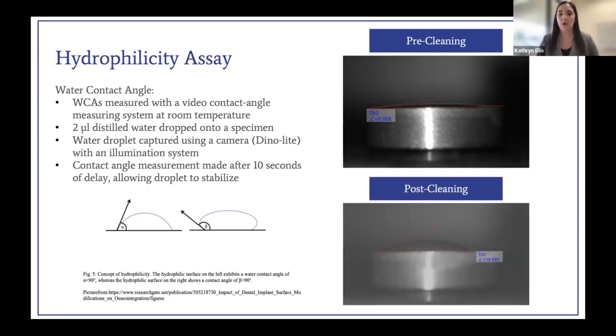Now, post-cleaning, we can see that the water contact angle has increased. And this tells us that now that we've removed the biofilm and the water is coming into contact with the titanium again, that surface has changed. It no longer has the quality and the osseointegration potential that it did before it was in contact with the biofilm. So that was a really important finding for us to note.